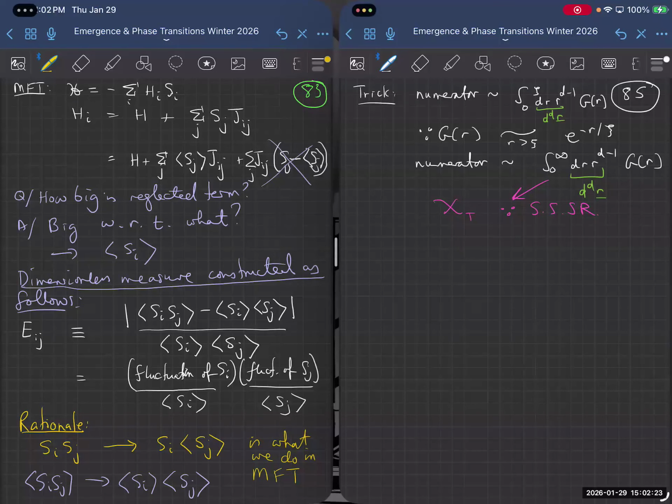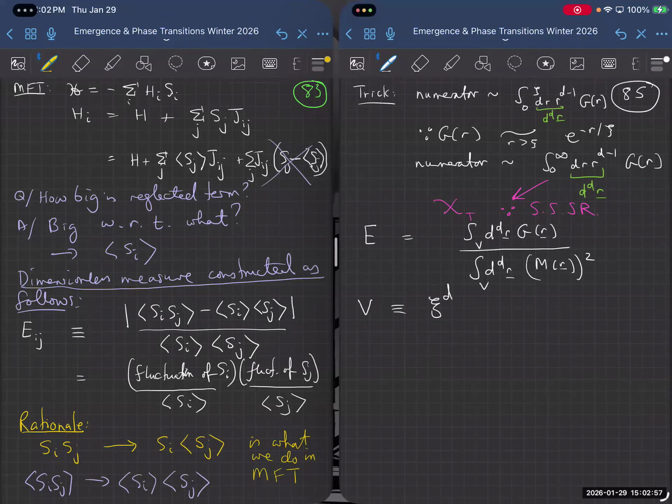Our E, our measure, is then the integral over the volume d^d r g(r) divided by the integral d^d r of the order parameter, so the magnetization squared, and we're going to choose the volume to be the volume that corresponds to the correlation length raised to the dth power.